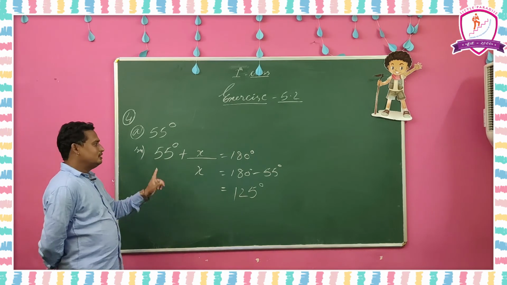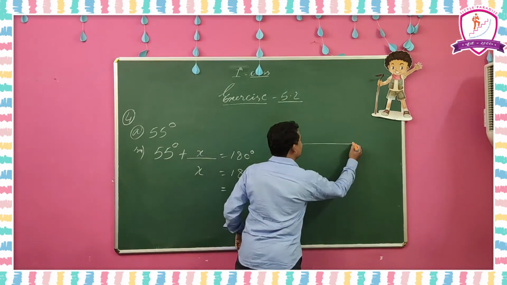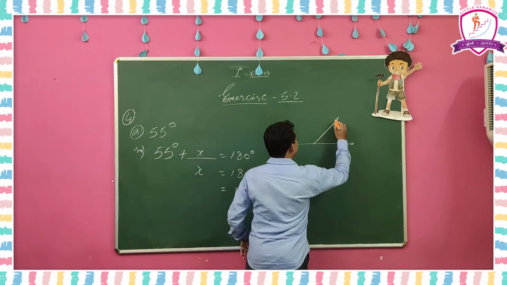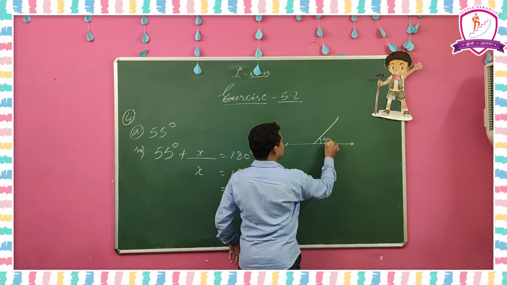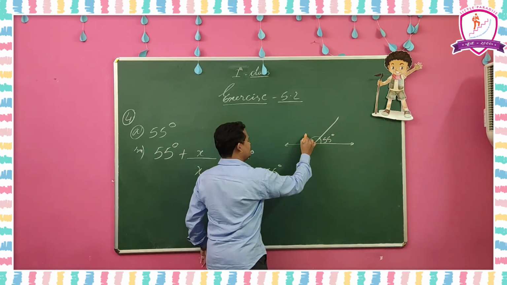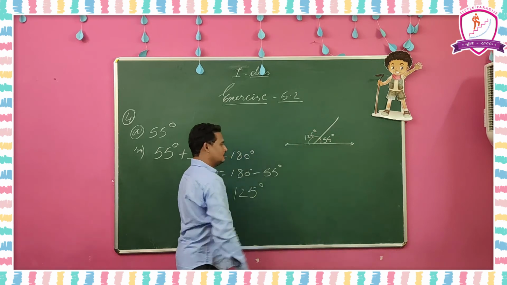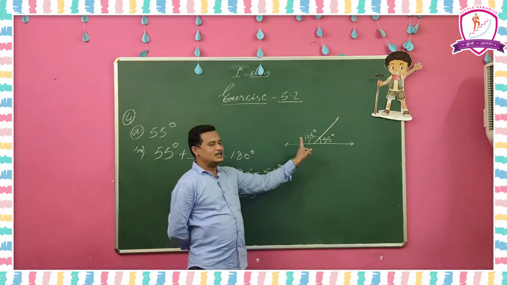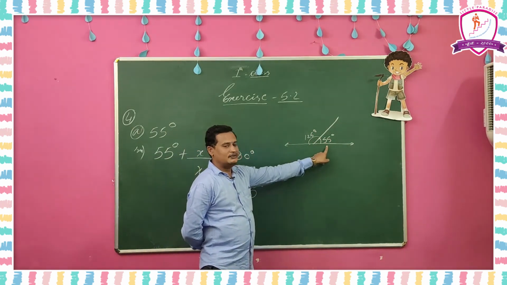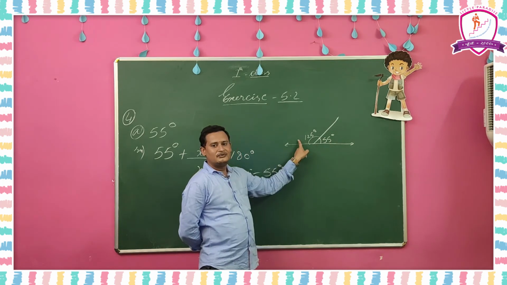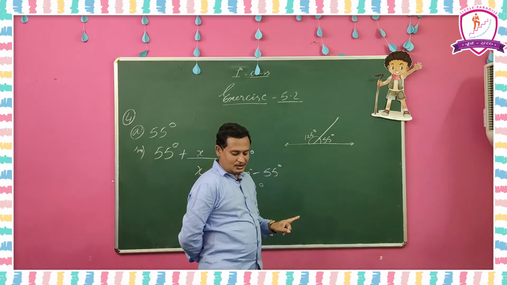So suppose this is a line, and here it is 55 degrees, then this must be 125 degrees. Understood? Like that, these two are linear pair of angles. If it is 55, then it must be 125 degrees. So like that only I am going to explain the next one.